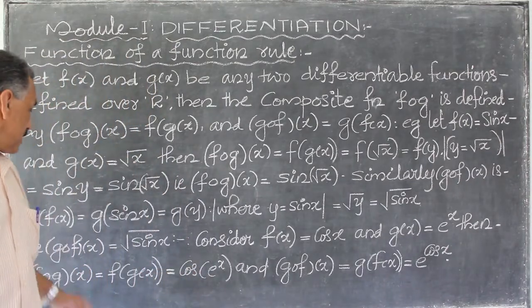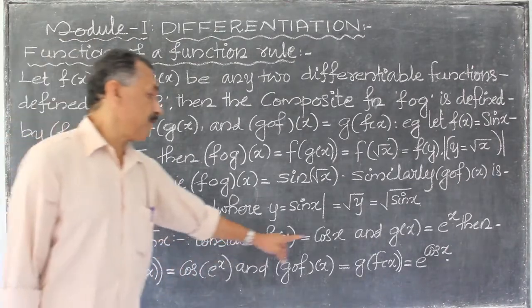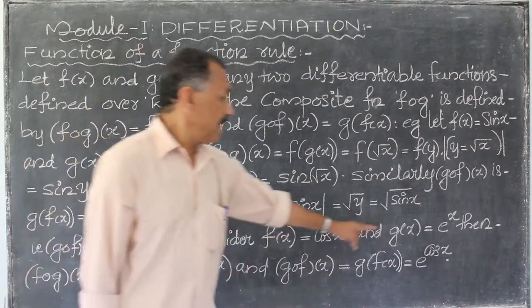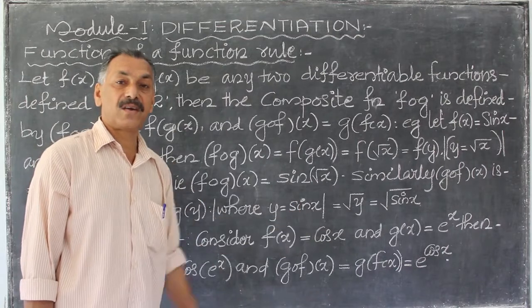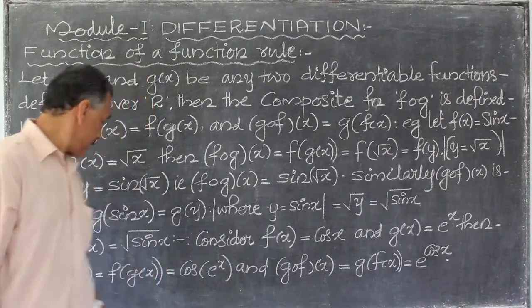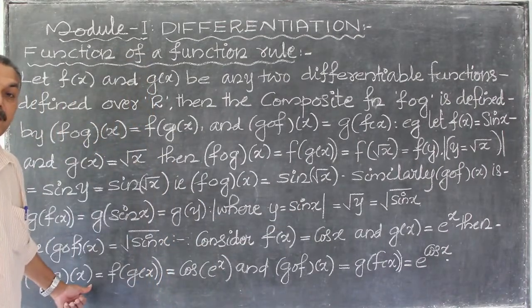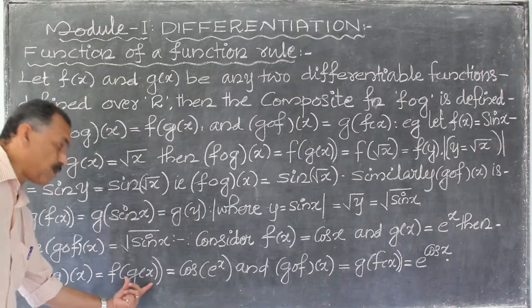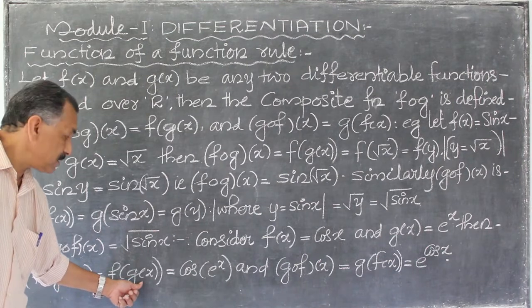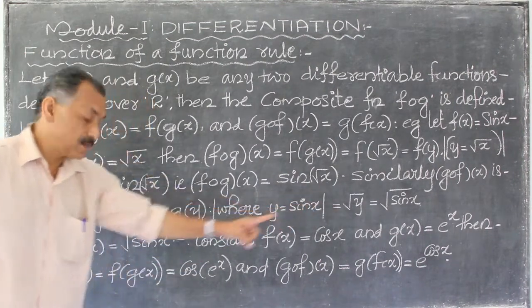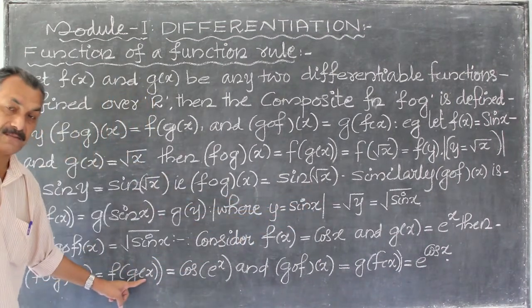Second, consider this one. Similarly, consider f of x is equal to cos x and g of x is equal to e raised to x, two functions defined over the set of real numbers. Then what is f∘g of x? f∘g of x is equal to f of g of x. What is g of x? e raised to x. Now that is f of e raised to x.